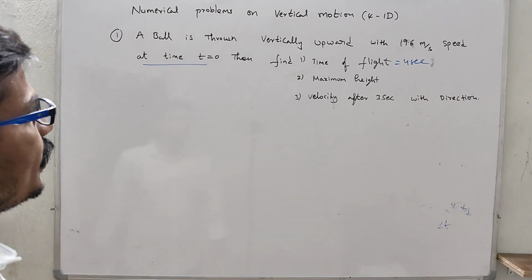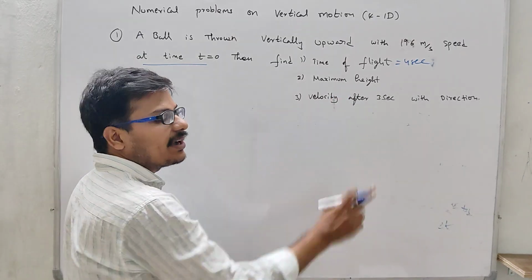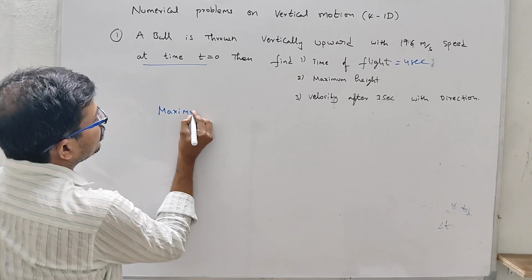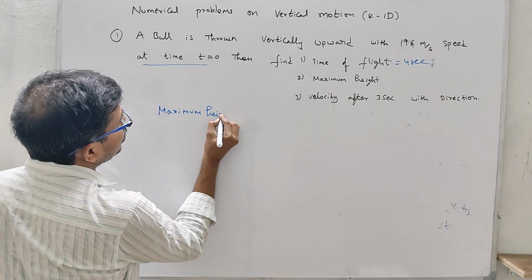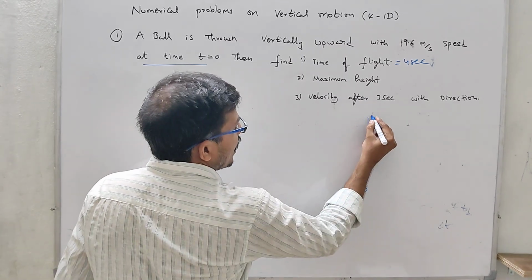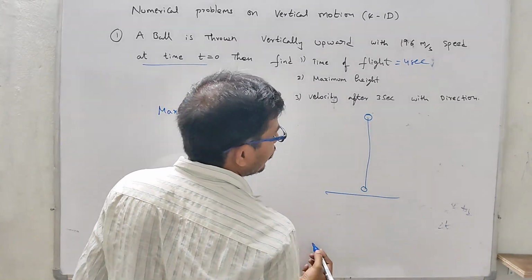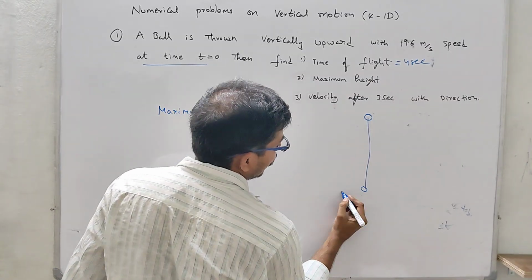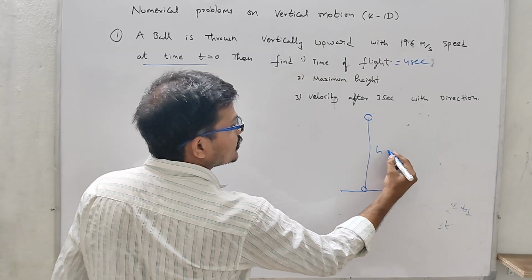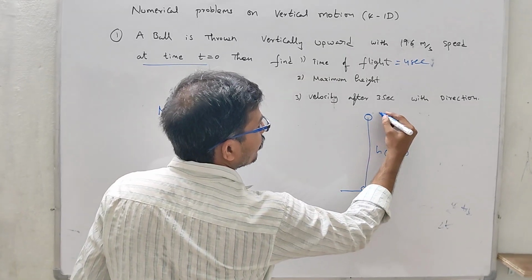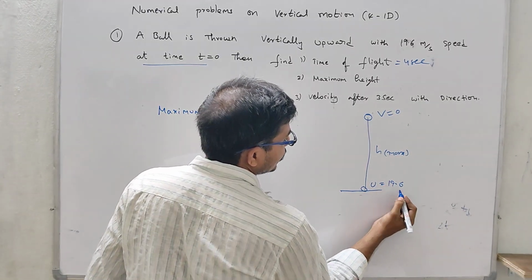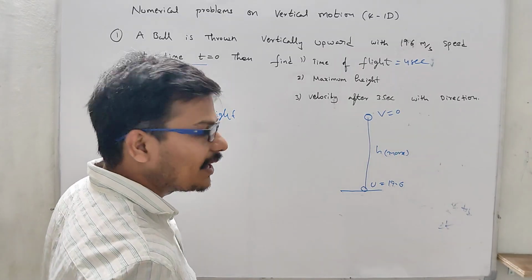Now our next question is the maximum height. The object reaches its highest peak point, and the height from the start to that point is the maximum height. At this point the final velocity is 0 and the initial velocity is 19.6.